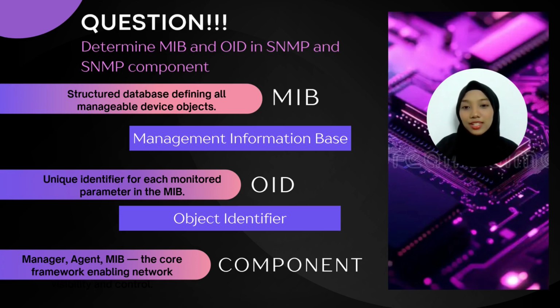So, in short, MIB is the list of everything you can monitor. OID is the exact address of one item on that list. And the components that I explained just now, manager, agent, and MIB, work together to get the job done.